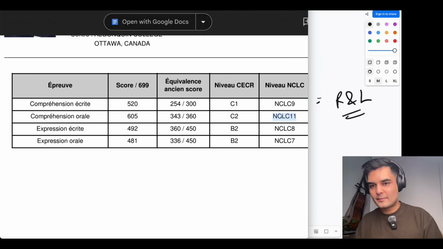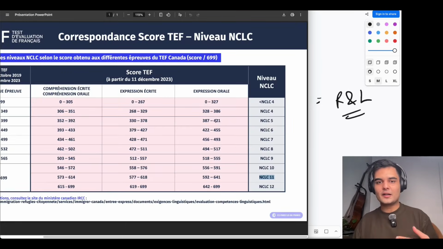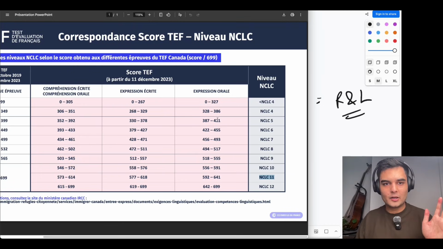That is why he got CLB 11. Speaking and writing is different. Now, you cannot have an objective score. Why? Because it's not MCQ. Speaking and writing cannot be MCQ, but the examiner gives you the score.